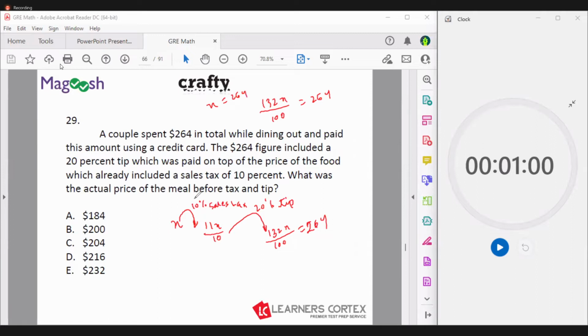Always remember, whenever you're changing percentage, to use fractions. Okay, when you're using the value as X, using fractions would be a huge help. So here X would be 264 times 100 over 132. So 132 times 1, 132 times 2. So X would be 200.